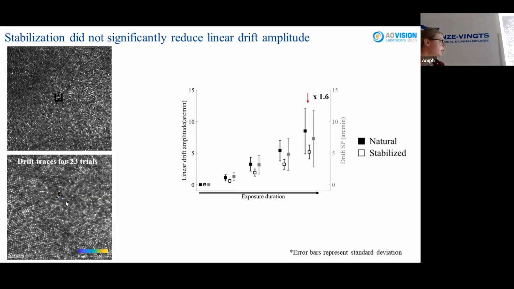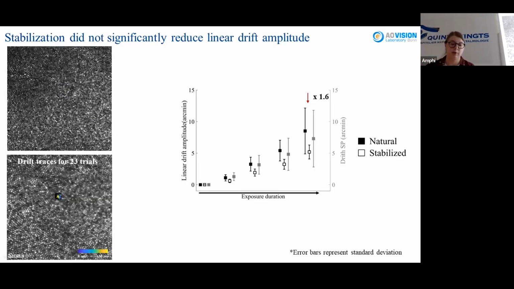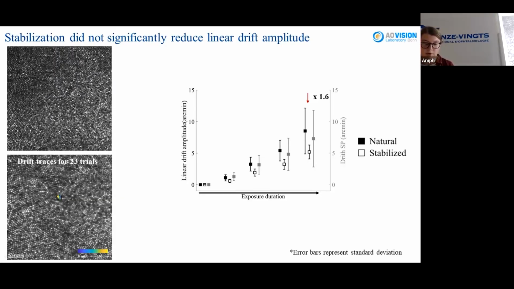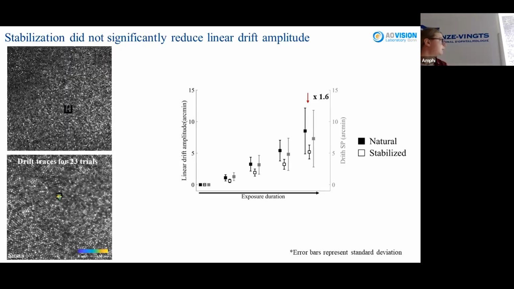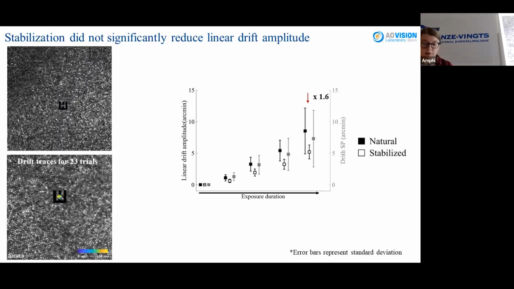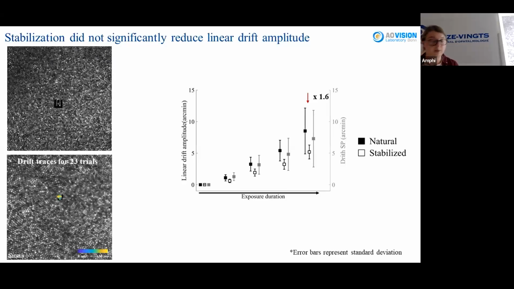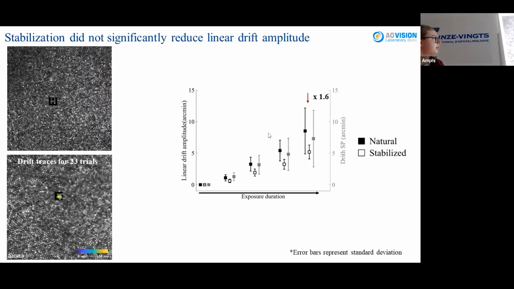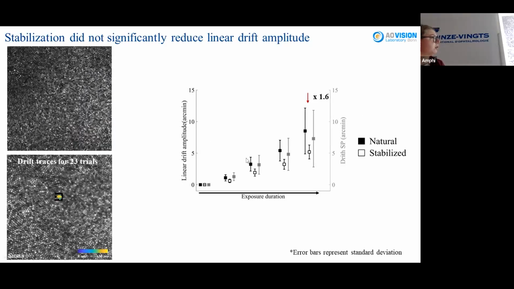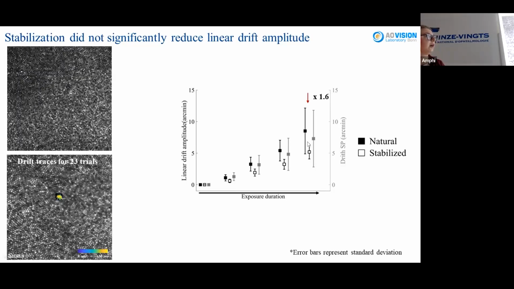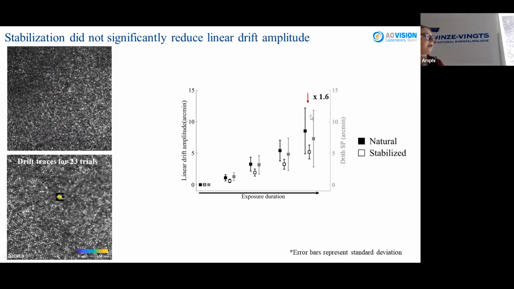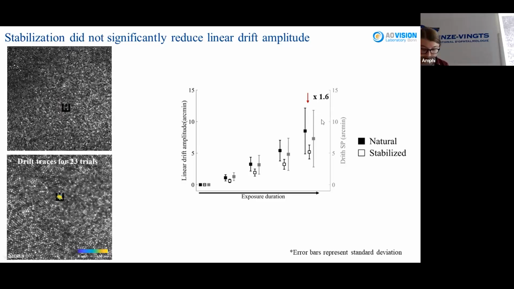And what we observe here is actually that our stabilization is not perfect. So there is still some residual jitter, or slip, we call it. But the area of the retina is very restricted. And so this linear drift amplitude also grew, even in the stabilized condition, but was reduced compared to the normal eye motion condition by a factor of 1.6.